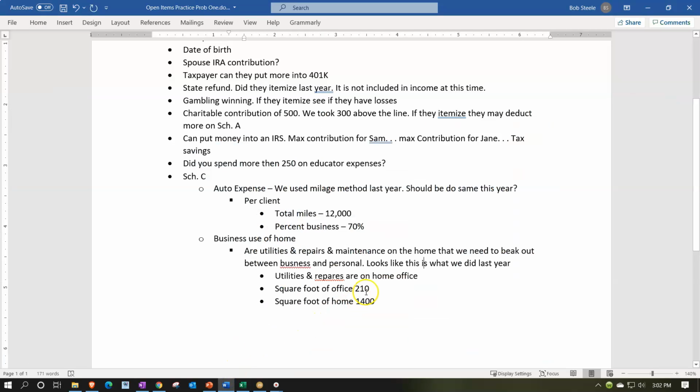And then we're going to assume that they gave us this information, being the square footage of the home office and the square footage of the home itself. That's going to be the ratio that we will use. Obviously, this ratio, if we did the home office last year, probably didn't change unless they expanded or reduced the home office or something like that. And so then all we would really need is to allocate the information out.